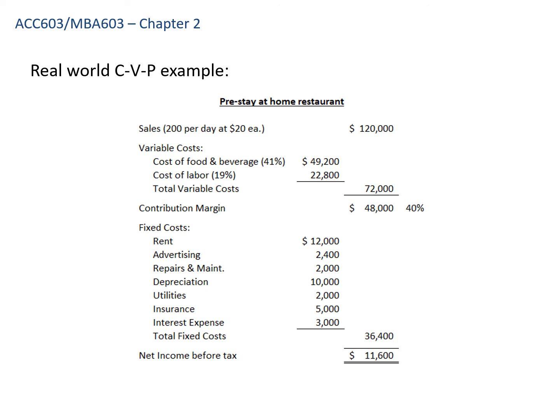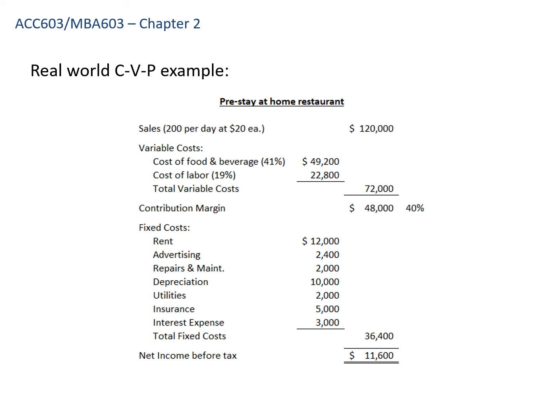So I can figure that variable cost. I see they have a contribution margin of $48,000 or 40%. And then they've got some fixed costs like rent and advertising, and you can see all of the others there. So they made a profit of $11,600, which in effect is the owner's compensation for owning the restaurant.